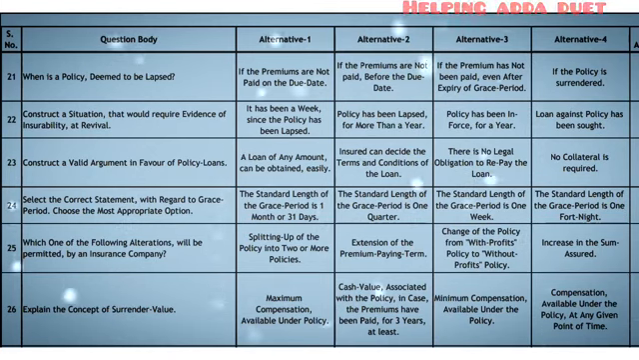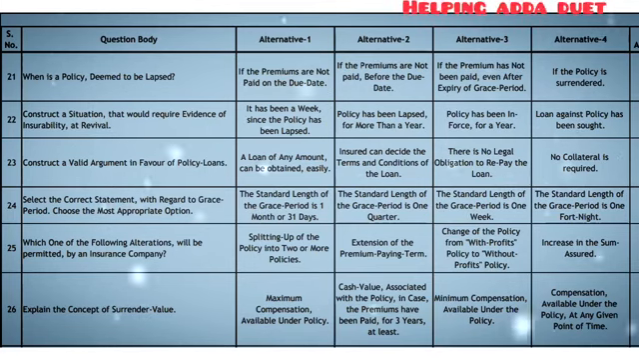So the policy provider always gives a grace period to pay the premium. If the person doesn't pay that premium within the grace period, then the premium expires and the policy is deemed to be lapsed.